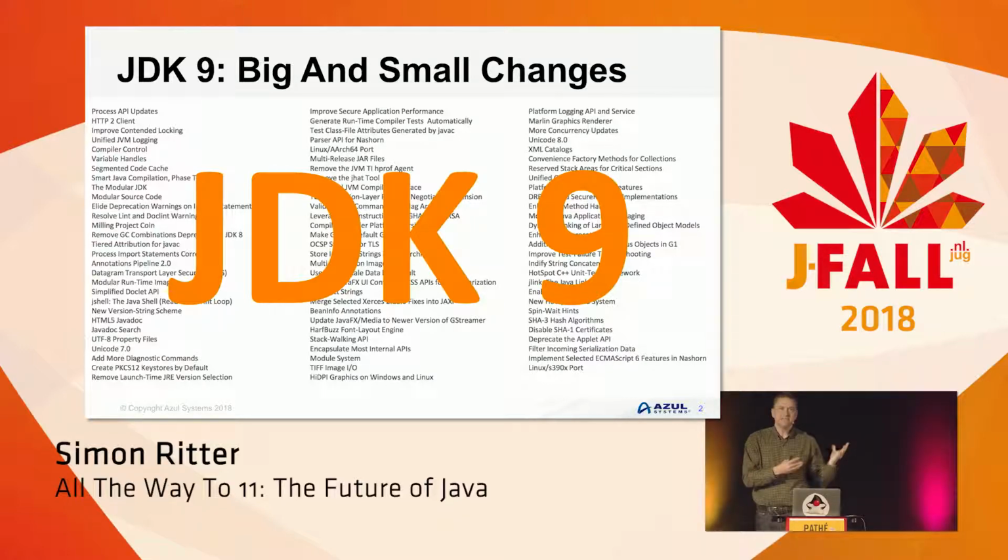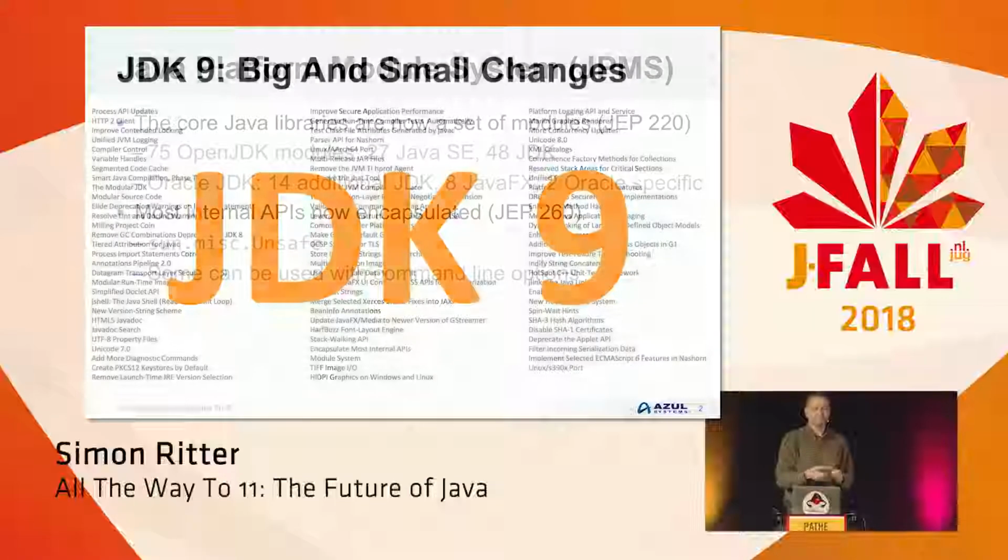There are about 86 features there, and many of them are quite small, they're quite low level, and they are ones which developers don't tend to see too much. But there are some there which are quite significant. And really, one of them is very significant, and that is modularity.